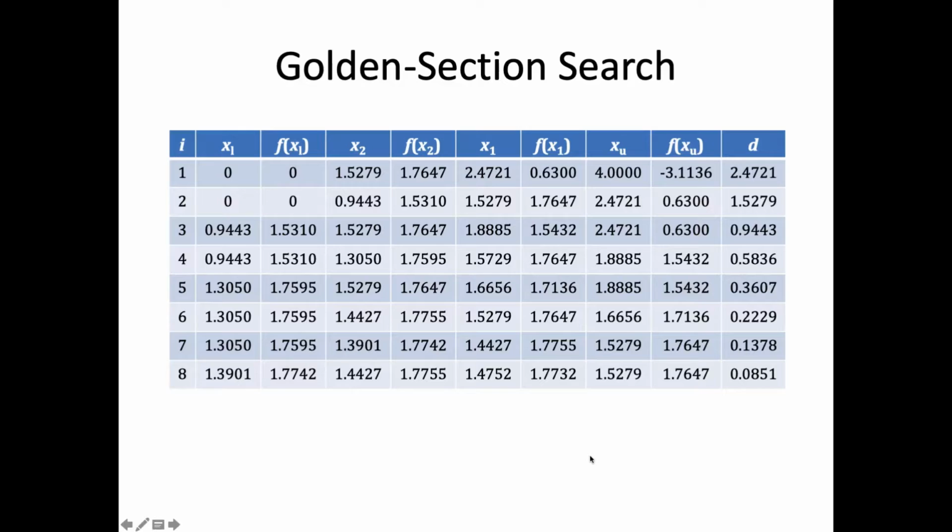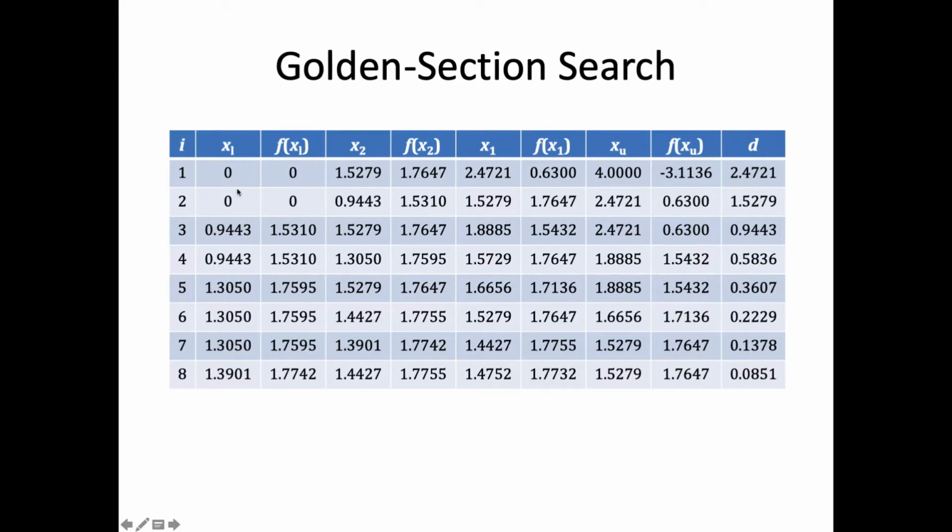Let's take a look at the step-by-step results. This table indicates the results for xl, x2, x1, xu, and d for each iteration. The index i corresponds to the ith iteration. So this, for example, corresponds to the first iteration, the second iteration, the third iteration, and so on and so forth. In the first iteration, we have xl equals 0 and xu equals 4. We were able to solve for x1 and x2 using the golden ratio method. And then we compared f of x2 and f of x1. We see here that f of x2 is greater than f of x1, so we replace xu with x1.